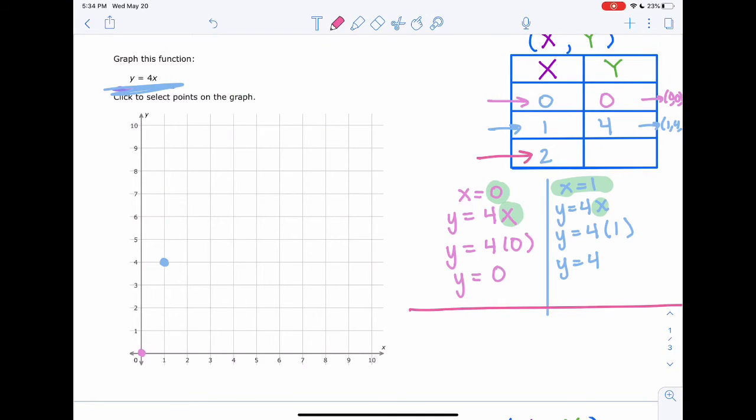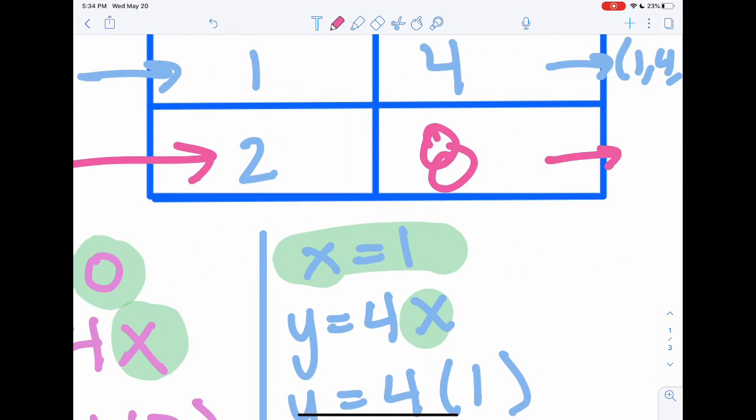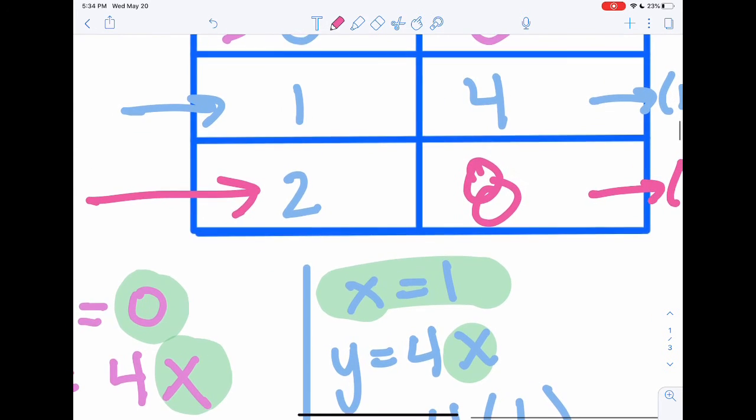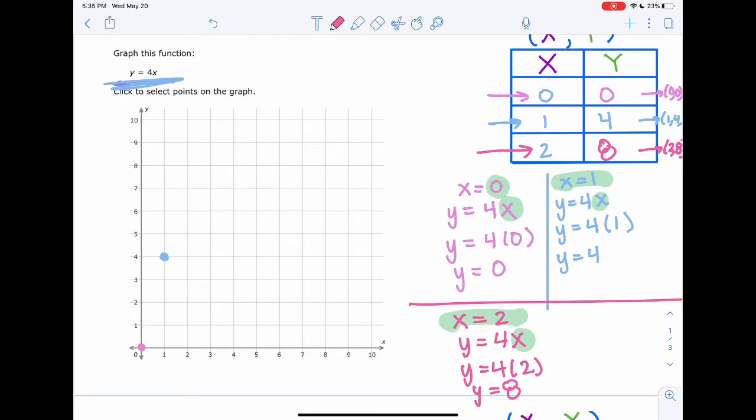So when x equals 2, y equals 4 times x. So we're going to substitute in 2 for x. So I get y equals 4 times 2. 4 times 2 is 8, so y equals 8. So when x equals 2, we get that y equals 8. So my point is 2, 8. So I'm going to go to 2 on my x-axis, and then I'm going to go up to 8.